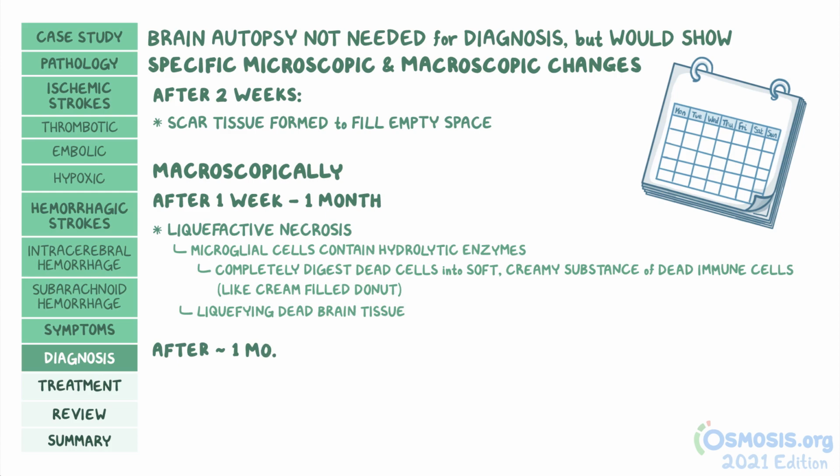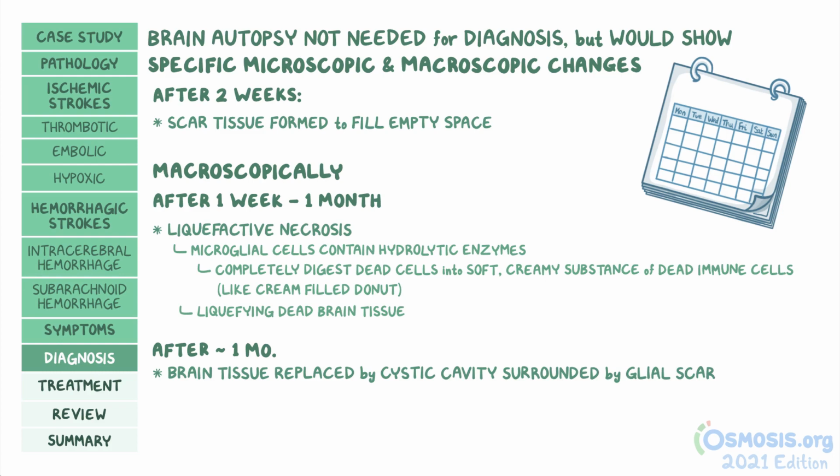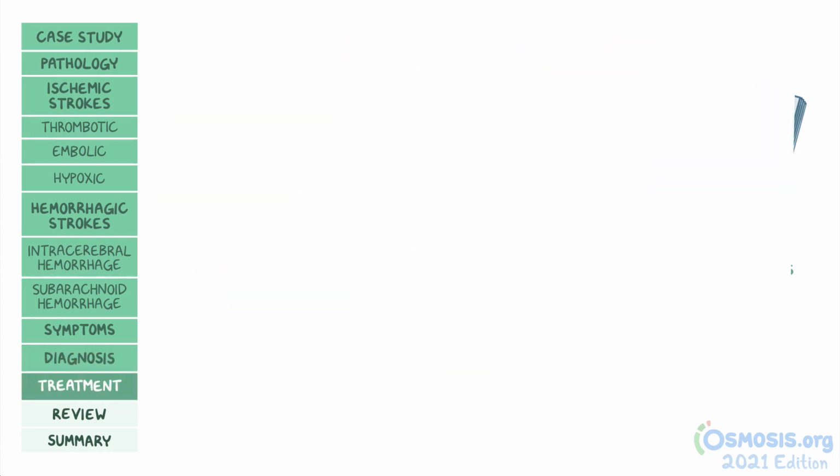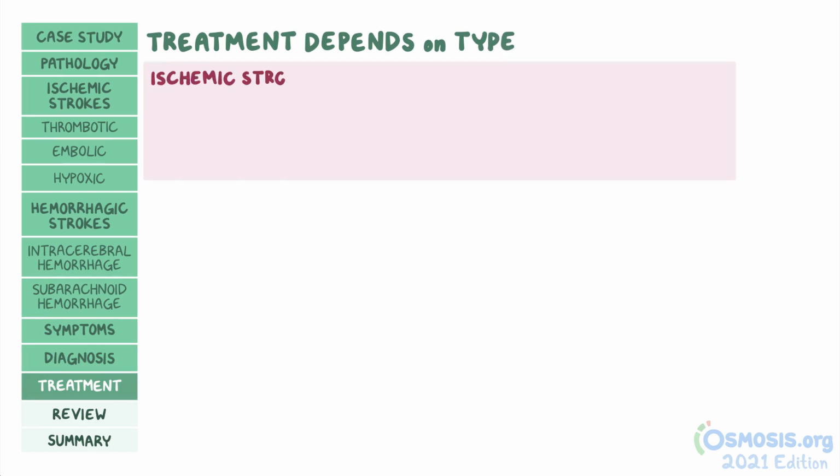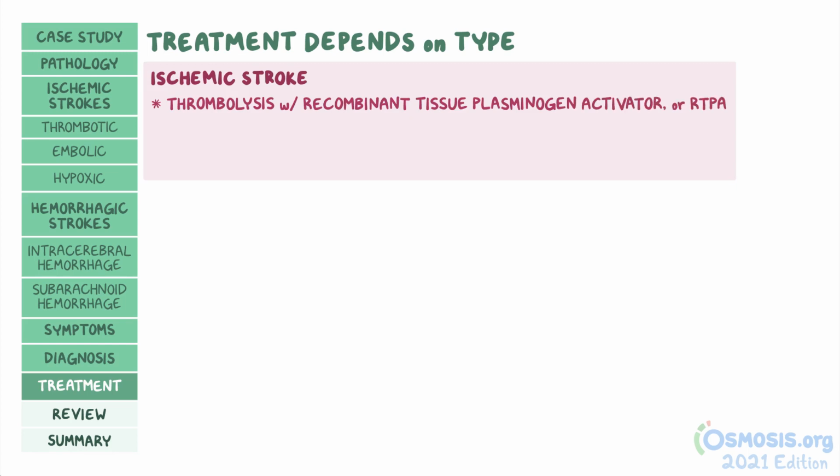After approximately 1 month, the brain tissue is replaced by a cystic cavity that's surrounded by the glial scar. Now, the treatment for a stroke depends on what type it is. In ischemic stroke, the treatment of choice is thrombolysis with recombinant tissue plasminogen activator, or RTPA, which must be given within 4.5 hours of symptom onset.